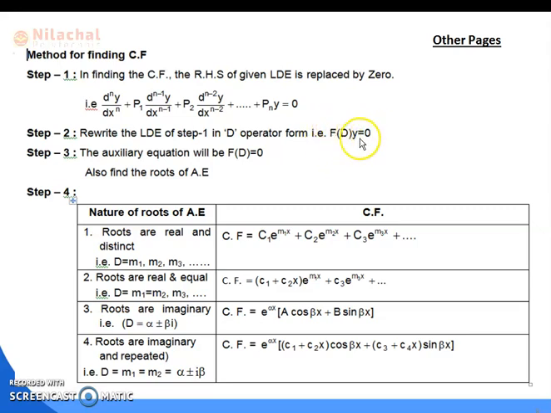F of D equal to 0, that equation is known as the auxiliary equation. You have to remember this one. This is very important. The auxiliary equation is f of D equal to 0. And though this equation may be quadratic according to your question, it may be cubic. So you have to solve that equation.